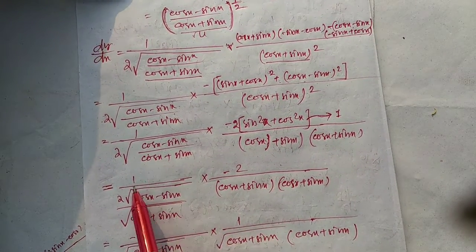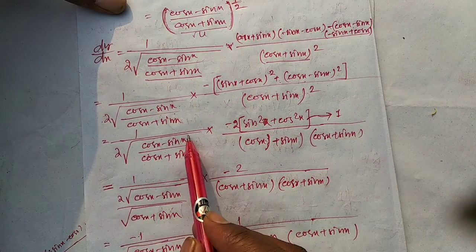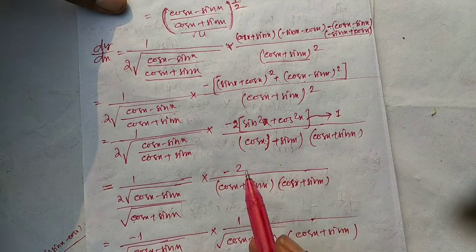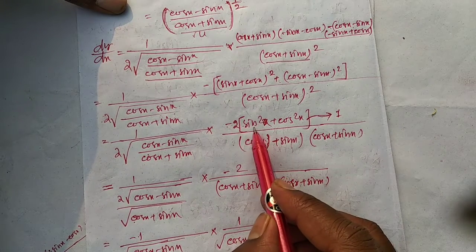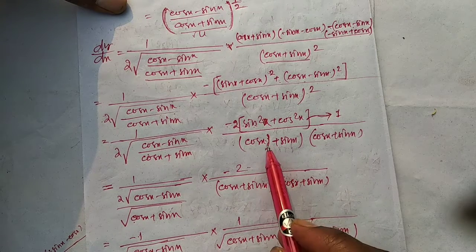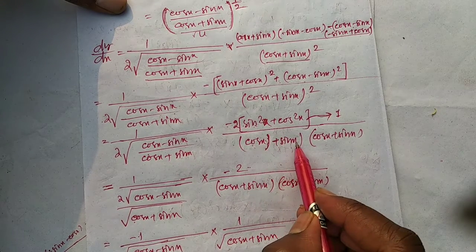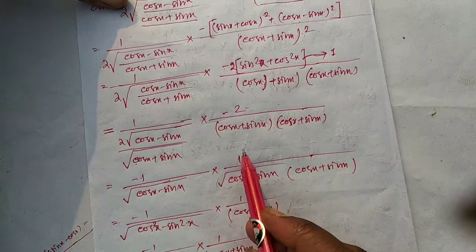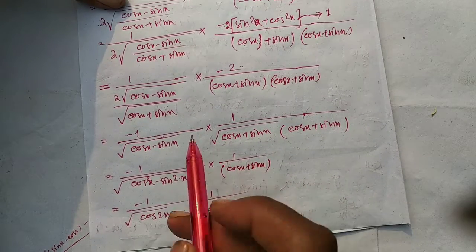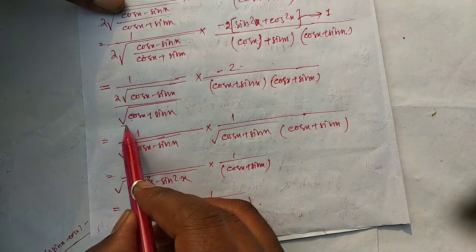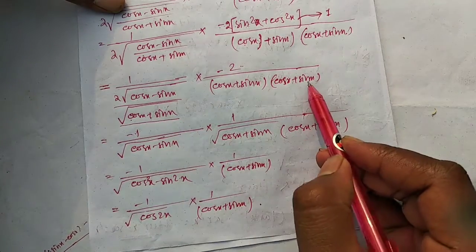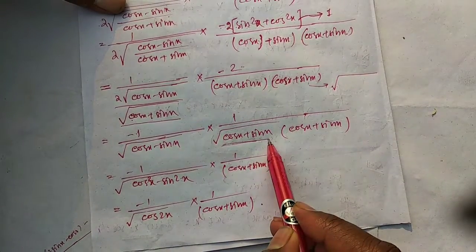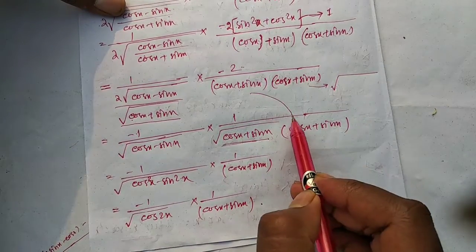This can be written as 1 by 2 into square root of numerator by square root of denominator, into minus 2 because this value is 1, and this can be written as cos x plus sin x into cos x plus sin x, and that I have written here. Okay, then we'll cancel here. Here there is a square root, so if we cancel this, only one square root will remain, and the other square root will be left out. Okay, and this quantity is written here.